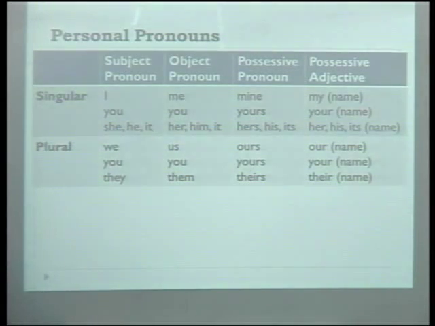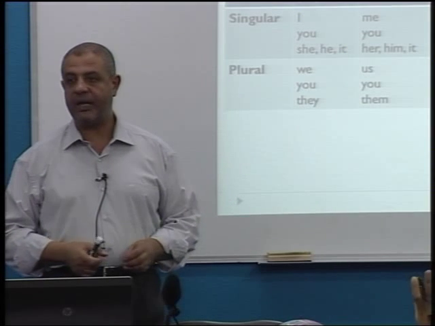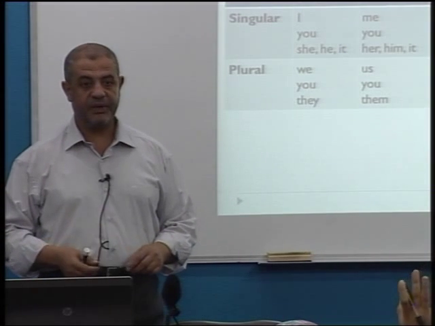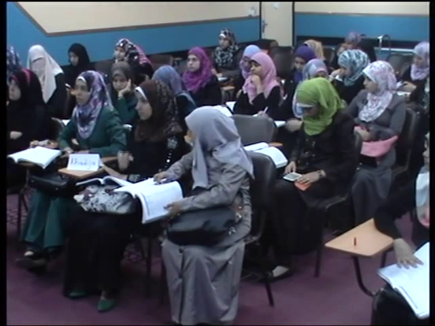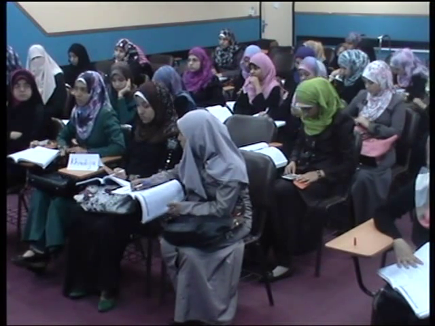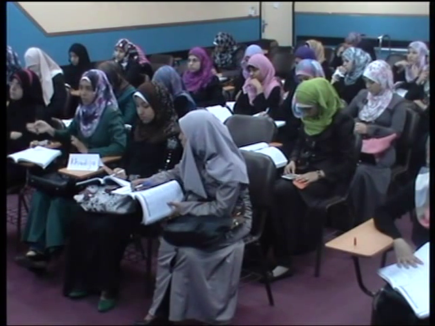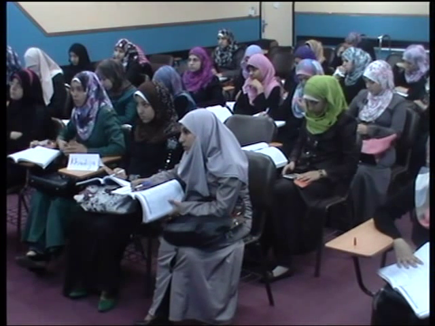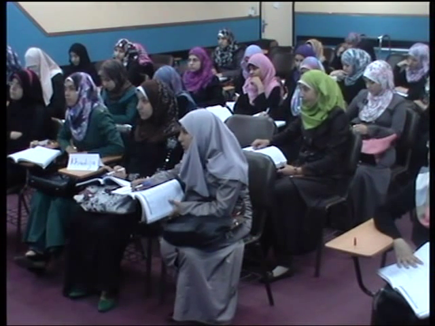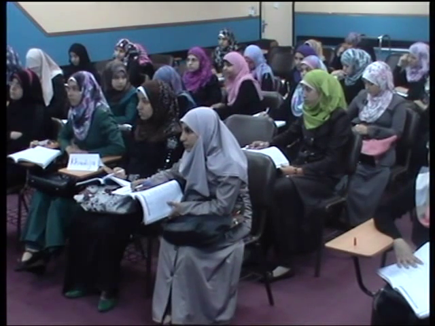So, what do we come out from these pronouns? Can you say something about these pronouns? Personal pronouns, we have four groups: subject, object, possessive pronouns and possessive adjectives. We use them for singular or plural. Good, thank you. Now, possessive pronouns and adjectives, what's the main difference between them?